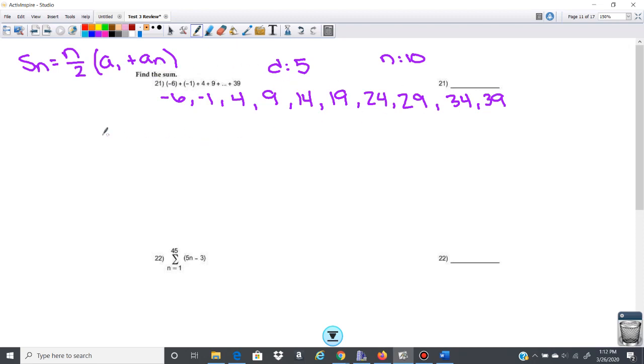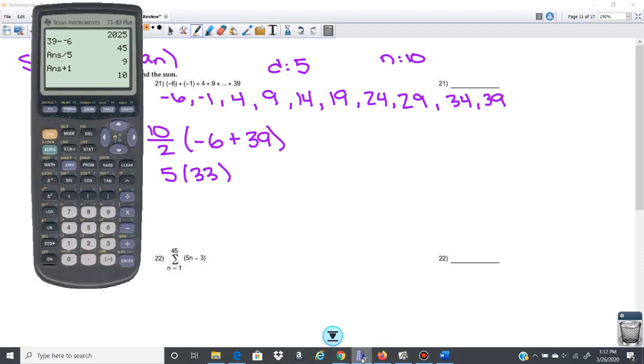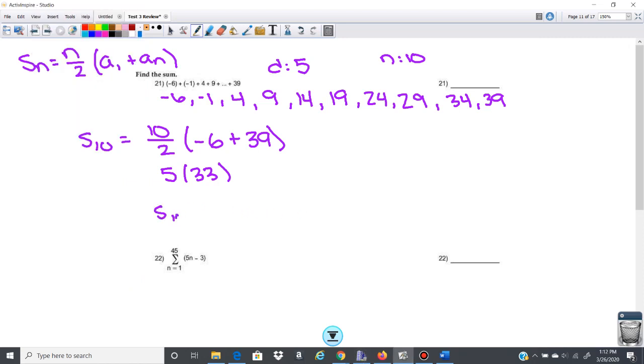You can go through and add them like that if you want, but let's use the formula. So the sum of 10 terms, 10 over 2, our first term is -6, and our last term is 39. So that's going to be 5 times 33, 165. So the sum of these 10 terms is 165.